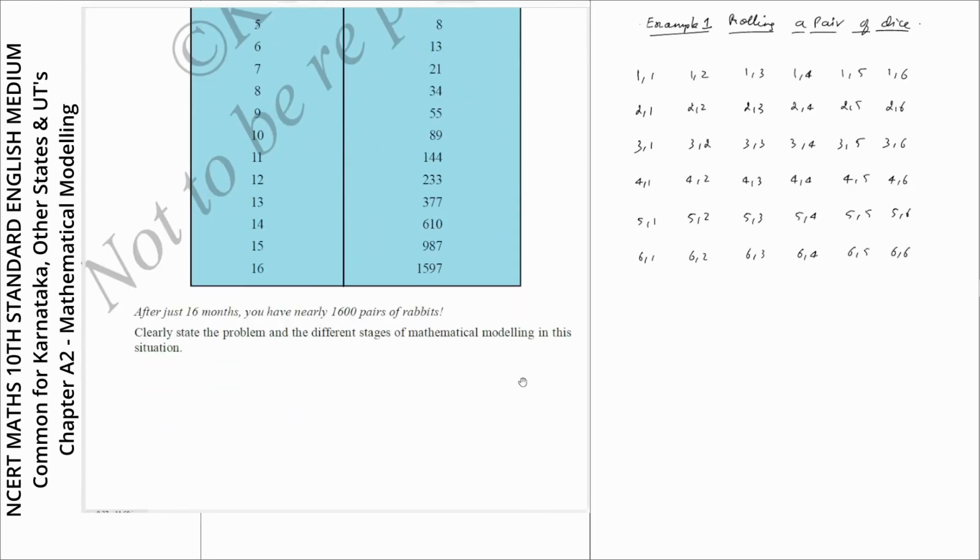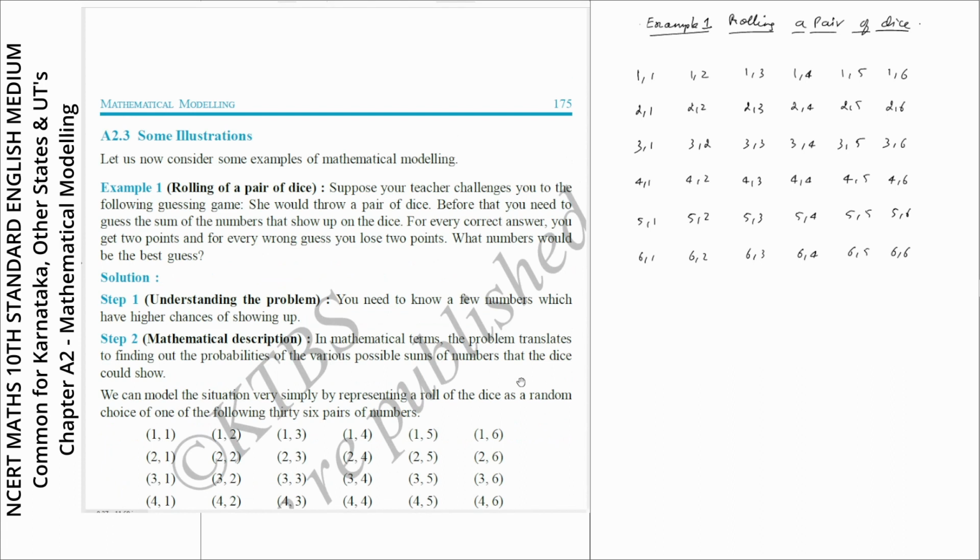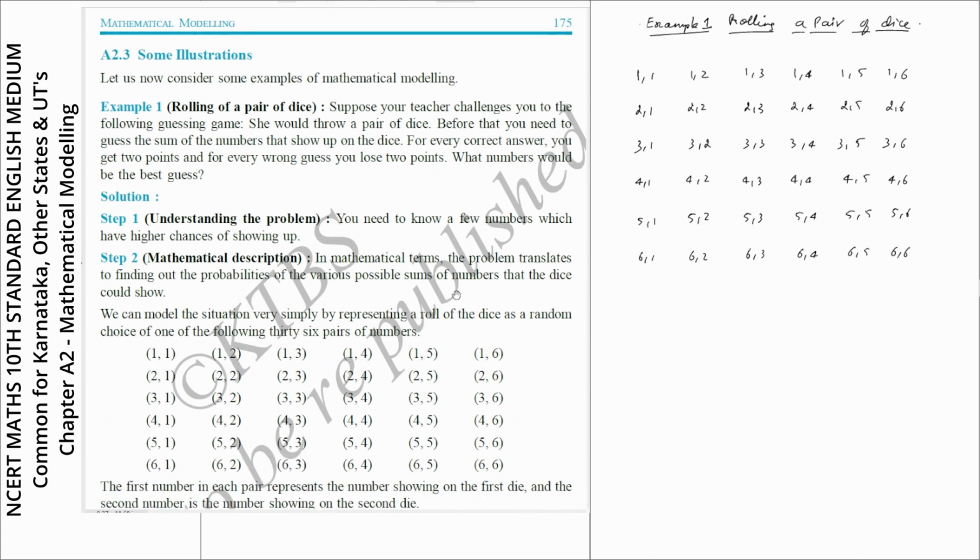Next in the textbook is an example. Example of rolling a pair of dice. Suppose your teacher challenges you to the following guessing game. She would throw a pair of dice. Before that, you need to guess the sum of the numbers that show up on the dice. For every correct answer, you will get 2 points, and for every wrong guess, you will lose 2 points. What numbers would you guess?